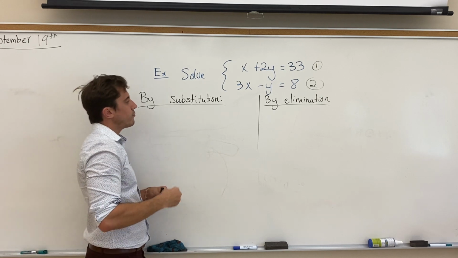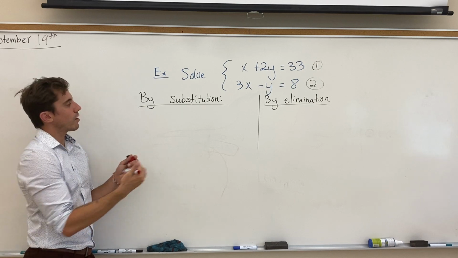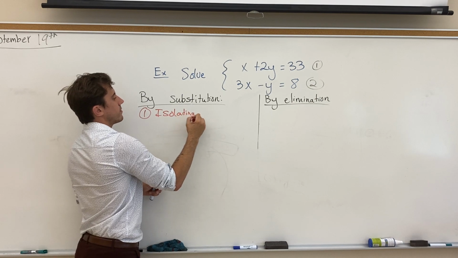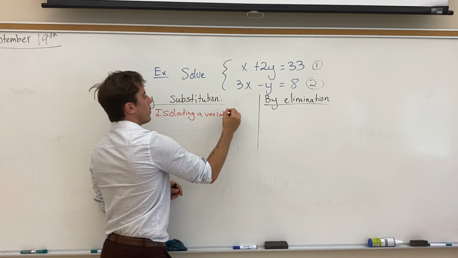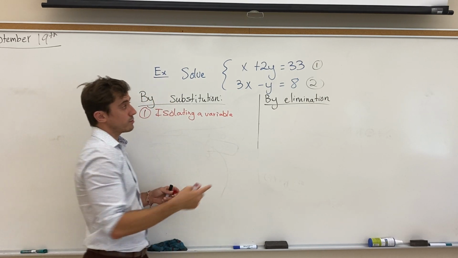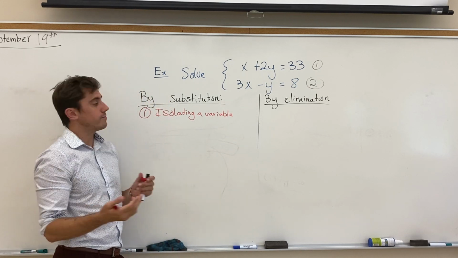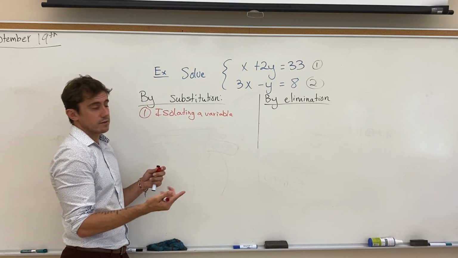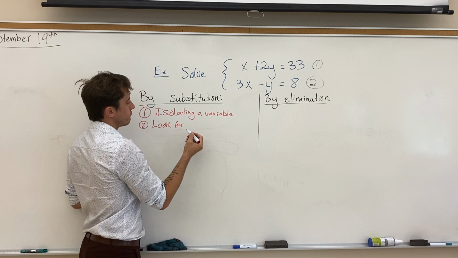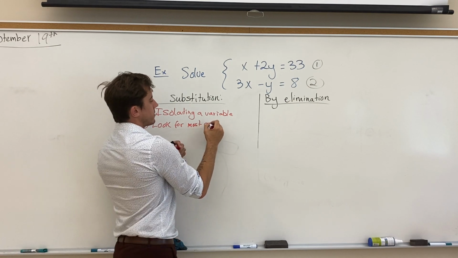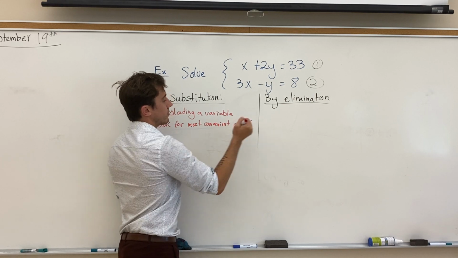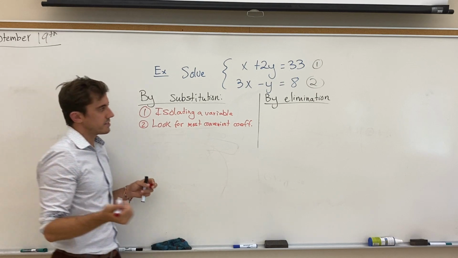So, if we want to use substitution to solve a system of equations, we're always looking for step 1, isolating a variable. Right? Now, when you're asking yourself what variable should I isolate, the answer is really whichever one looks like the easiest to isolate. Okay. So one thing that I always look for is the coefficient of 1, right? So I'm going to make a note of that. Look for, let's say, most convenient coefficient, right? Most convenient coefficient.